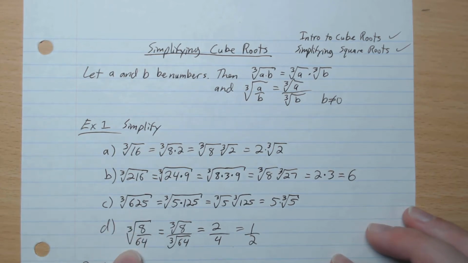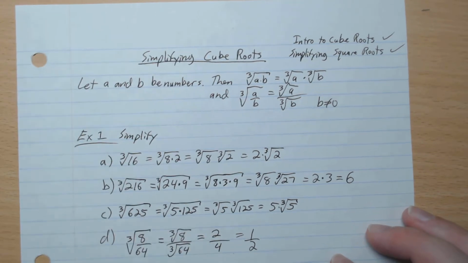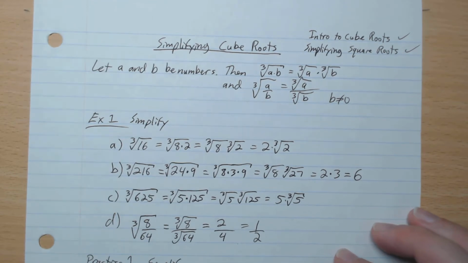D, cube root of 8 over 64. This is cube root 8 over cube root 64, which gives 2 over 4, which is 1 over 2, like that.